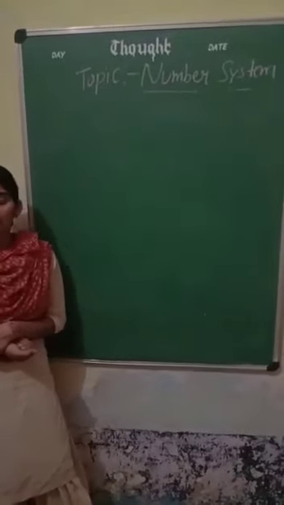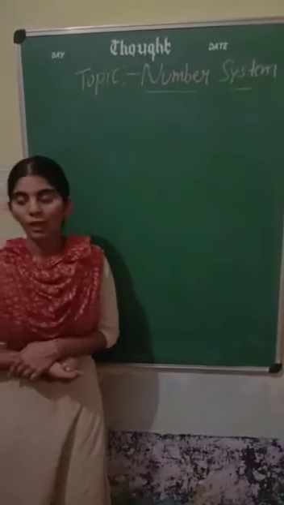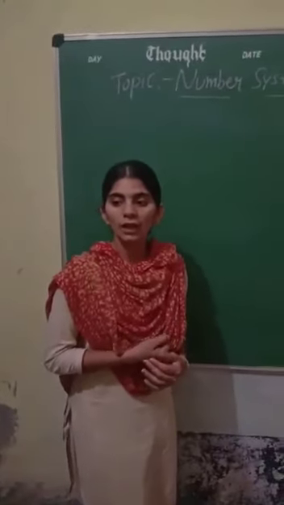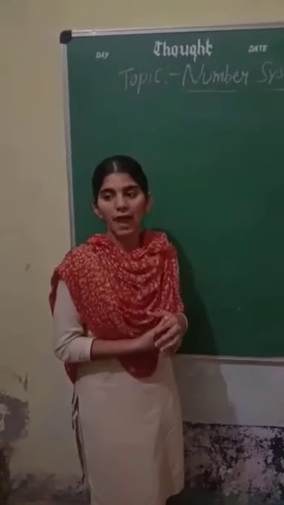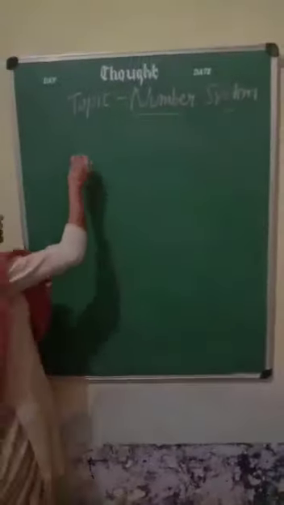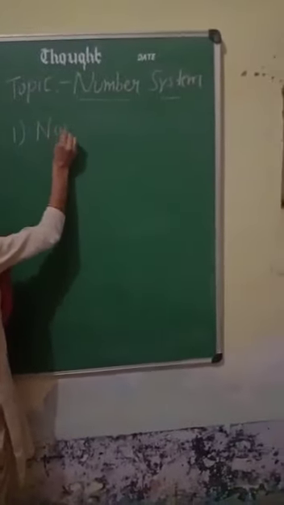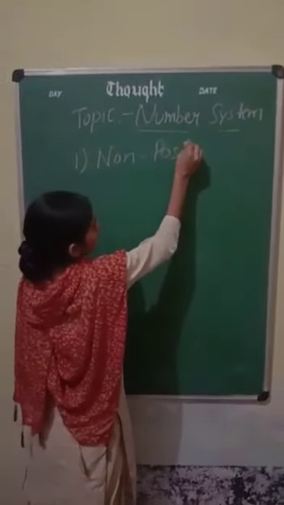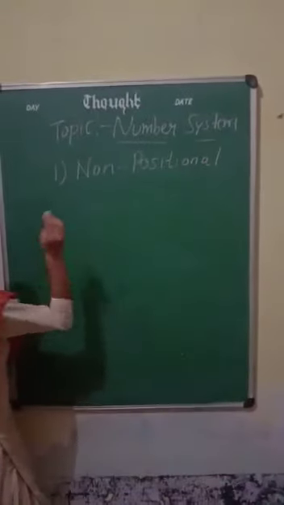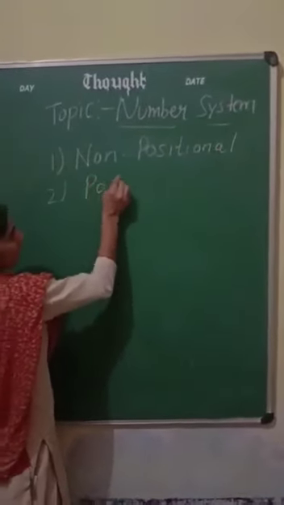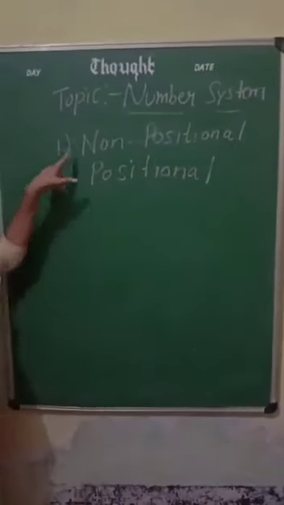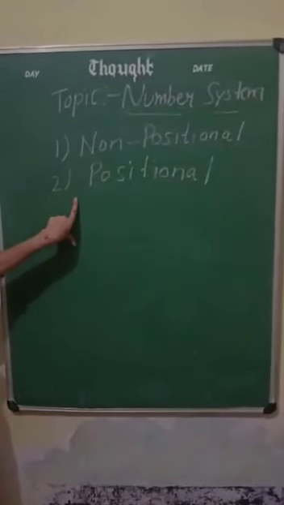So what is a number system in a computer, beta ji? A number system is a way to represent numbers in a computer system. Every value that you get from the computer memory has a defined number system. There are two types of number system. First is non-positional and second is positional. What is the meaning of non-positional, beta?